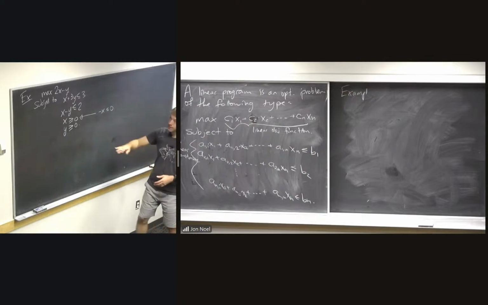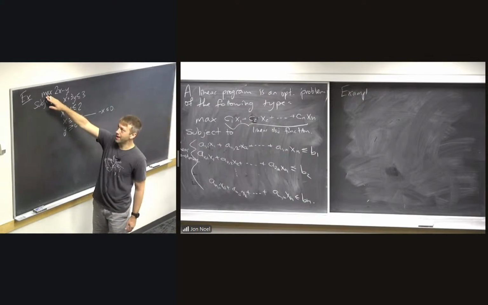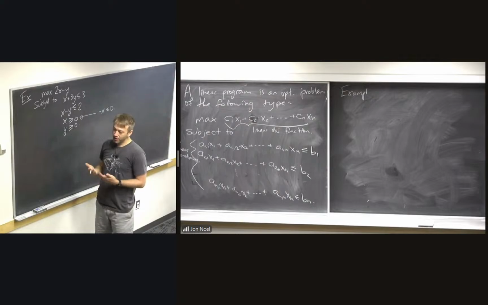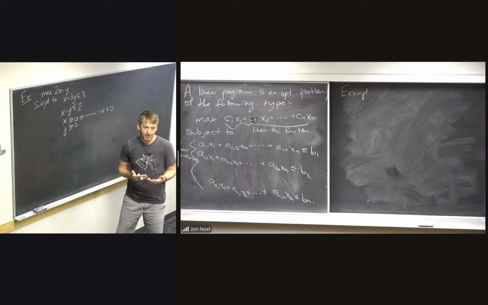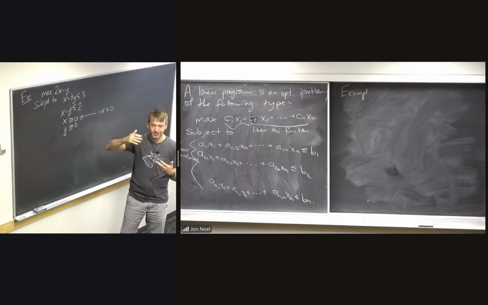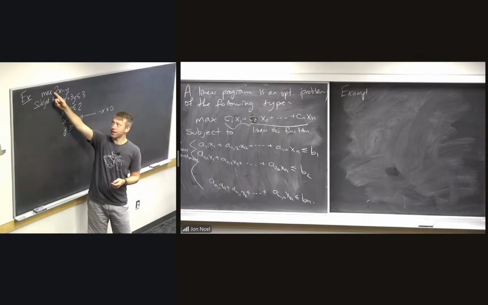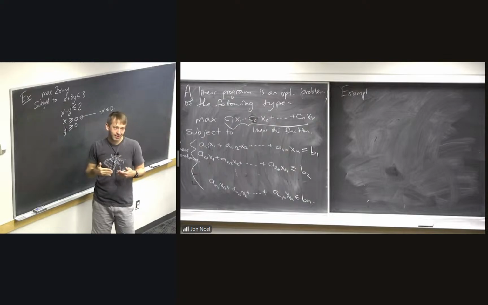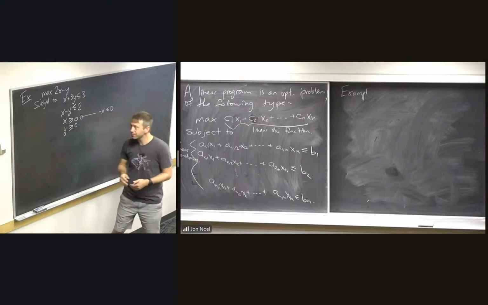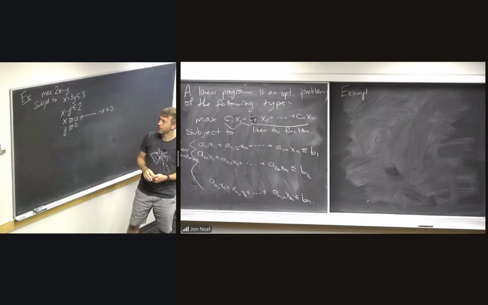Another thing is that so far we've just been talking about maximization problems. Linear programs can also be minimization problems, and it's the same kind of form. And a minimization problem is the same as a maximization problem because if I multiply the objective function by negative 1 and minimize it, that's the same as maximizing the original objective function.